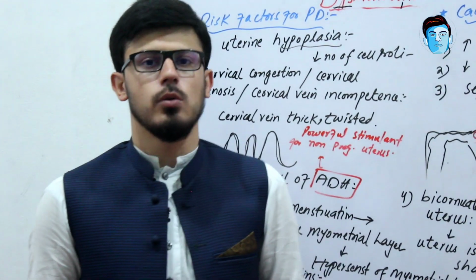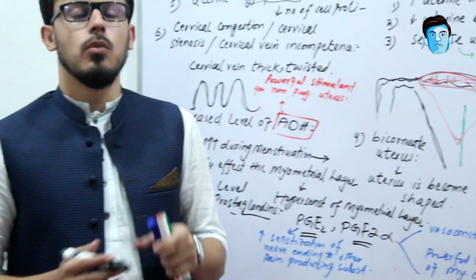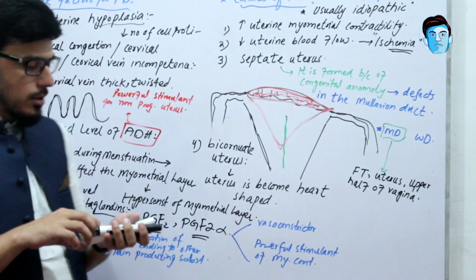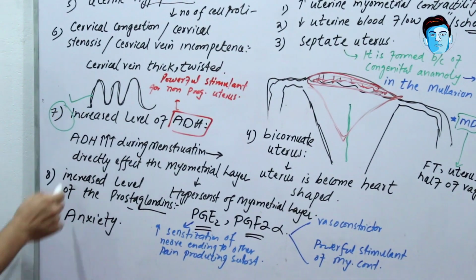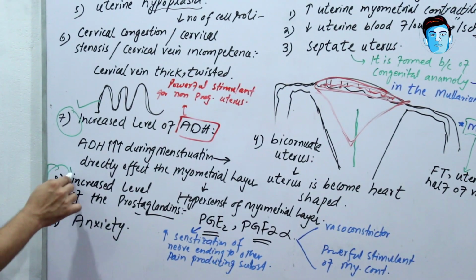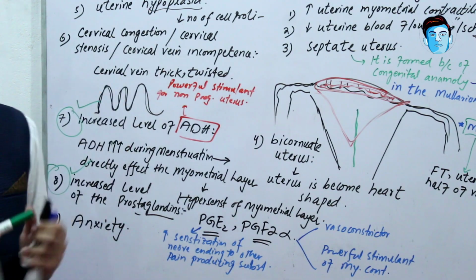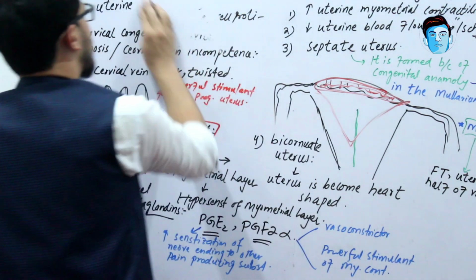Now there is an important question: which one of the following is the most common and important cause for primary dysmenorrhea? The answer is increased level of ADH and increased level of prostaglandin. It is considered the most important and common cause for primary dysmenorrhea. So students, that's all about the causes of primary dysmenorrhea.